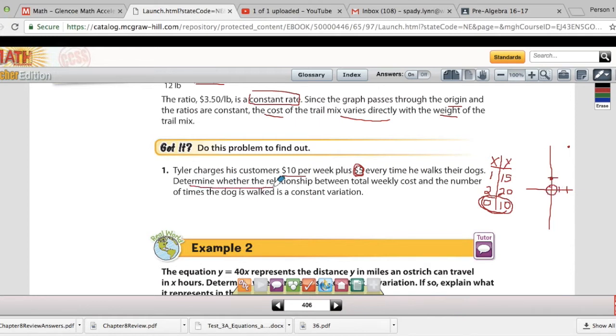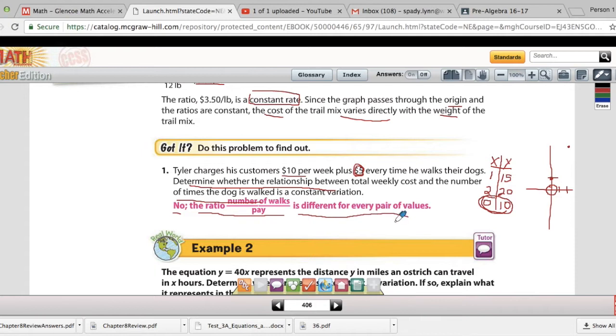Determine whether the relationship between the total weekly cost and the number of times he walks the dog is a constant variation. In the example here, no, the ratio is different for every pair of values. For instance, 15 divided by 1 is 15, and 20 divided by 2 is 10. These numbers are not the same when we divide, so we're not going to say it's a constant variation, and we're not going to say it's a direct variation because it doesn't pass through the origin.